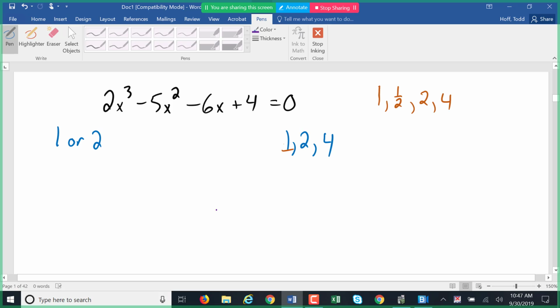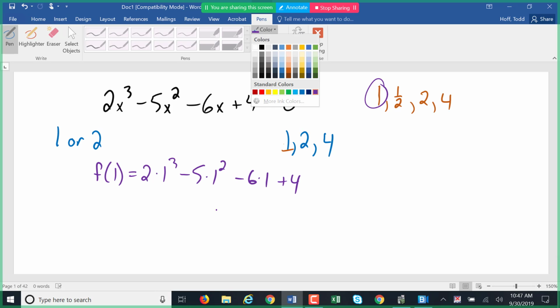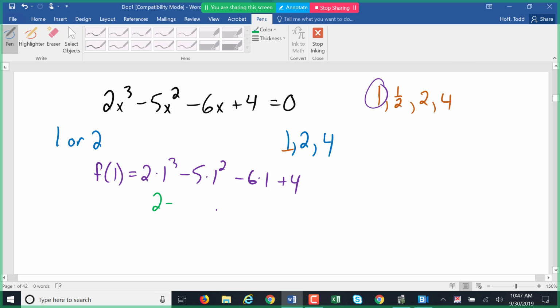So let's go ahead and try f of 1. That's 2 times 1 to the third minus 5 times 1 squared minus 6 times 1 plus 4. That's 2 minus 5 minus 6 plus 4. That comes out to be a -5. That is not a factor.